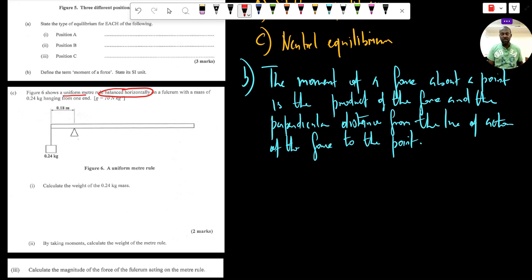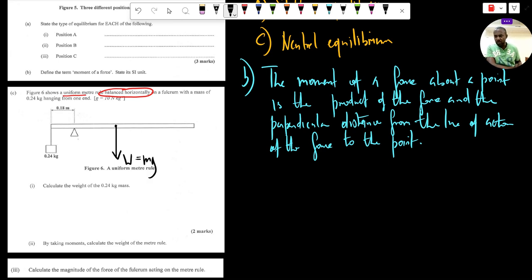And because it is uniform, it means that the center of gravity is located at its geometric center. If we're talking about a meter rule, then the center of gravity is at its geometric center, which of course would be 50 centimeters from either end. So this of course would be the weight given by mg.